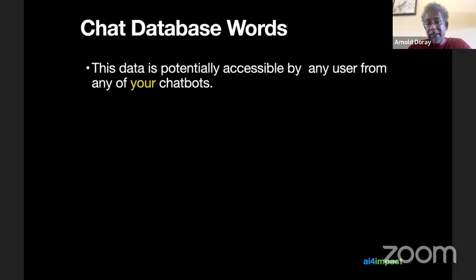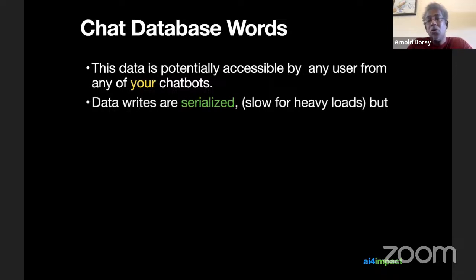So this data, again, means you need to write the code. It's not automatic, you need to write the code. It's potentially accessible by any user from any of your chatbots, so it's up to your code to decide who and how you want that data to be accessed. The data writes again are serialized, meaning one by one. Many different people can use the chatbot all at the same time, but as they are uploading images and other stuff, for example, those image uploads are sequentialized or serialized.